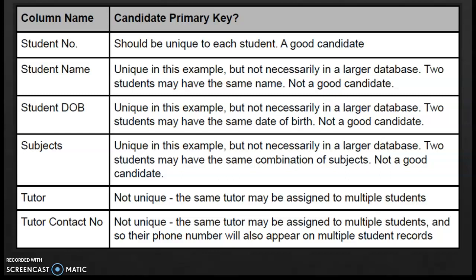for the primary key. And remember what a primary key is. It allows you to uniquely identify each record in the database.